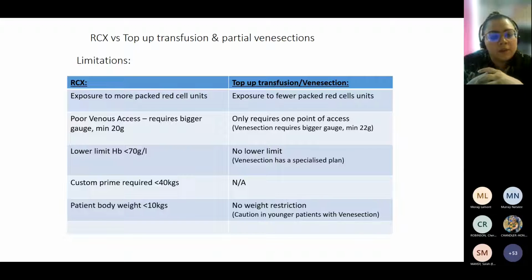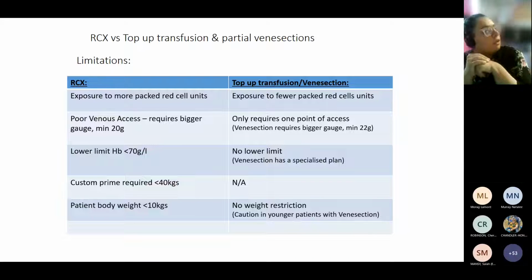So we wouldn't tend to exchange patients who've got a hemoglobin of less than 70 because they haven't got enough in their circulating volume to allow priming of the machine. So we'll end up depleting them and making them feel unwell before we make them feel better. So it's better to go down the top-up route for that time, unless it's a recurring thing. Whereas with a top-up transfusion, you have no lower limit. But you just have to be mindful that you're not giving too much blood at one time if they have got a low HB.